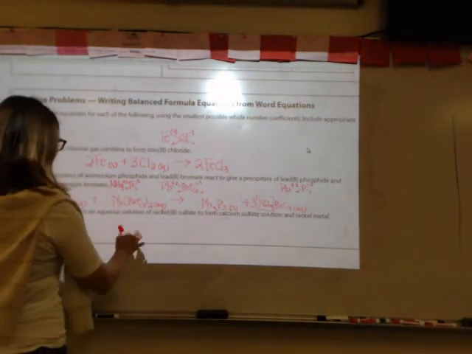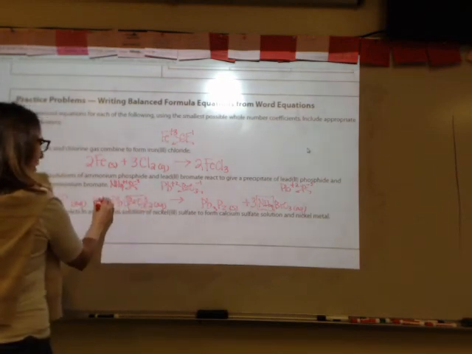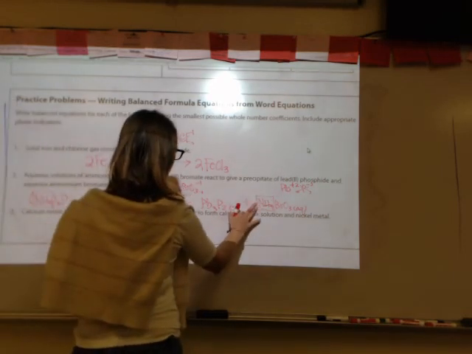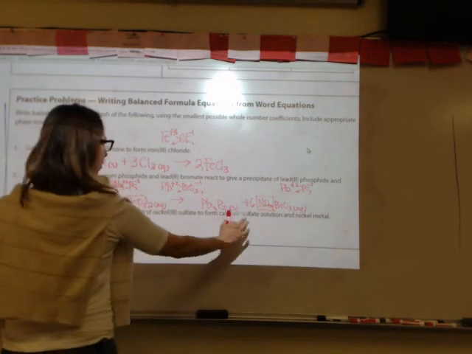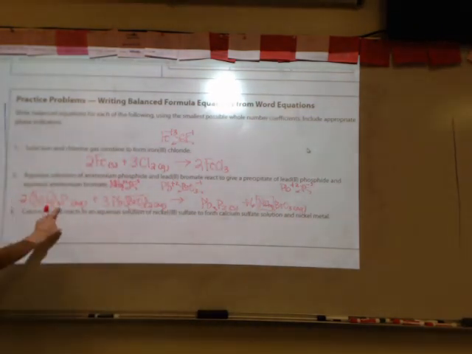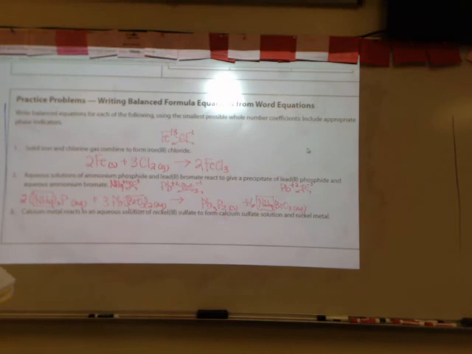Unfortunately, you have 2 BrO3s on the left, so we need to make this a 6. Let's change this coefficient to a 6 to give me 6 BrO3s. Then you have 6 NH4s, so I'm going to put a 2 here because 2 times 3 would be 6. You have 2 phosphorus on each side, 3 leads on each side, so you're done. Your coefficients are 2, 3, 1, 6.